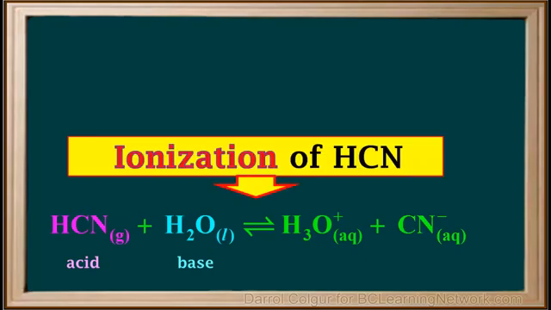So this is the equation for the ionization of HCN. HCN is the acid on the left, and water is the base. A double arrow is used here because the ionization of HCN does not go to completion. In a solution of HCN, only a few molecules are ionized. You'll be shown how you can tell whether to use a single or double arrow later in the course.